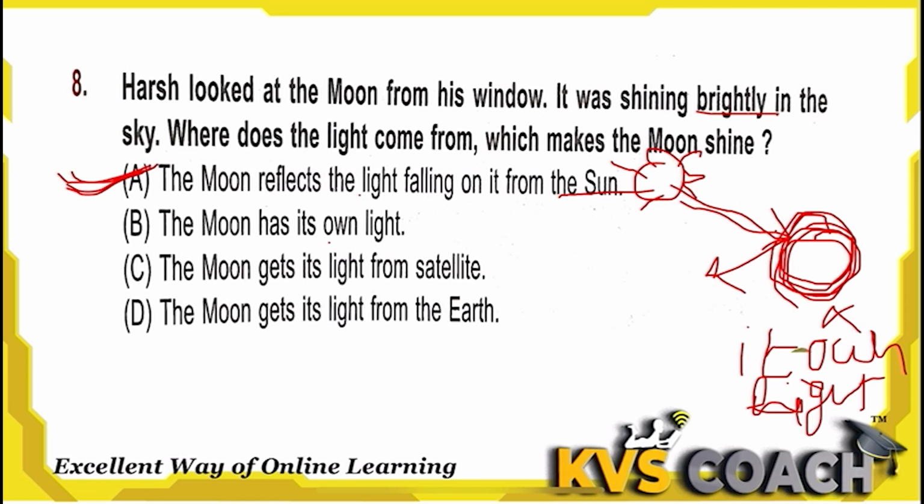Option B, moon has its own light. No, the moon does not have its own light. Option C, moon gets its light from a satellite. No, a satellite doesn't have a light. The moon gets its light from the earth. No, earth doesn't have its own light. So option A is the only right answer.